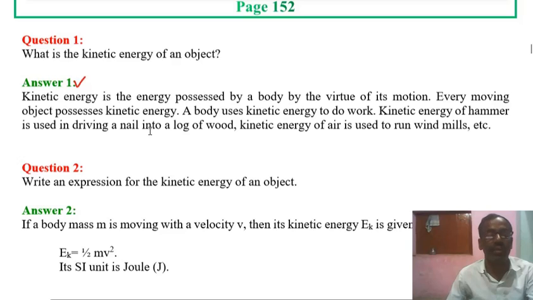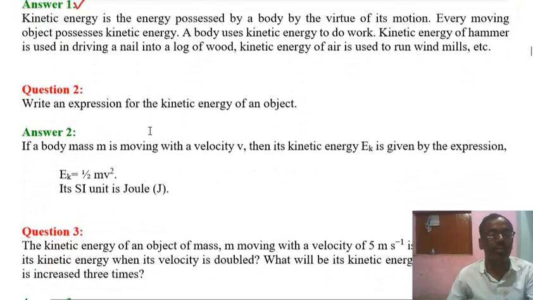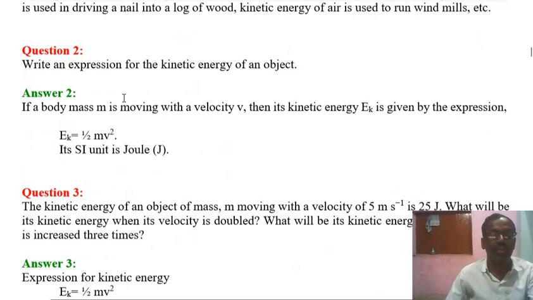Hope that there is no problem understanding the answer to the question, what is the kinetic energy of an object. Let's see question number 2 of this page. Write an expression for the kinetic energy of an object. If a body of mass m is moving with a velocity v, then its kinetic energy Ek is given by the expression half mv square. Its SI unit is joule. The SI unit of energy, or kinetic energy, is joule.